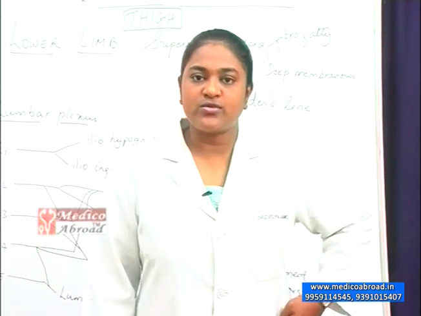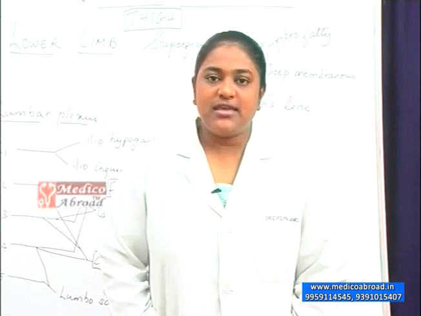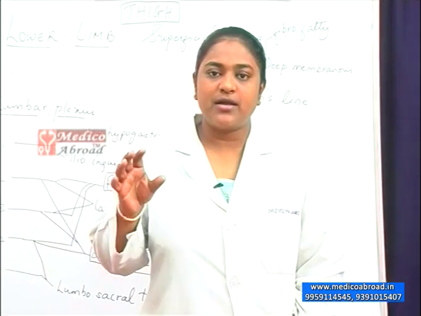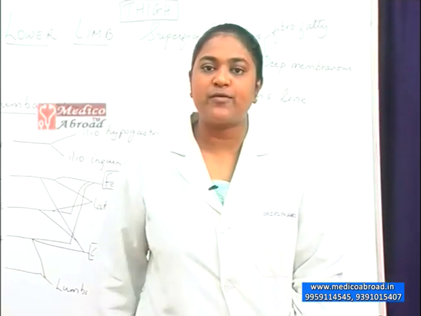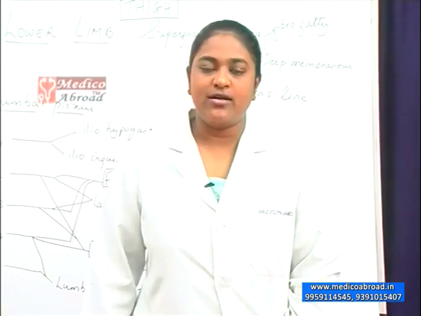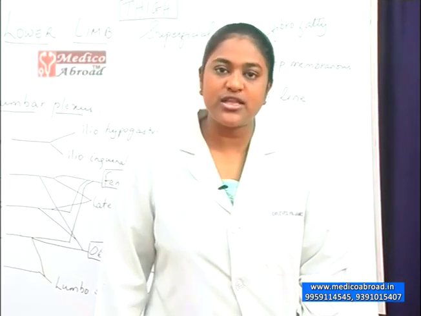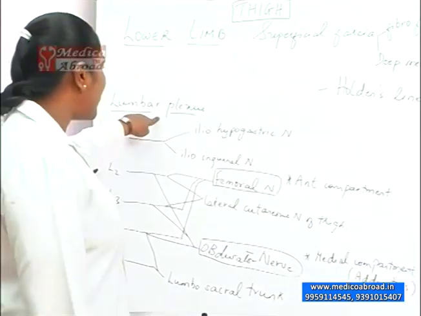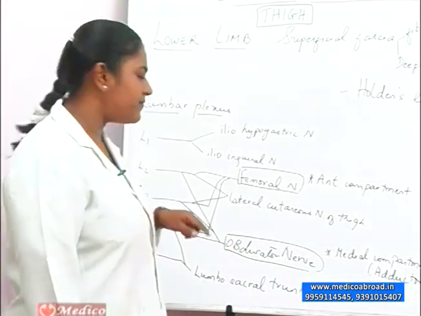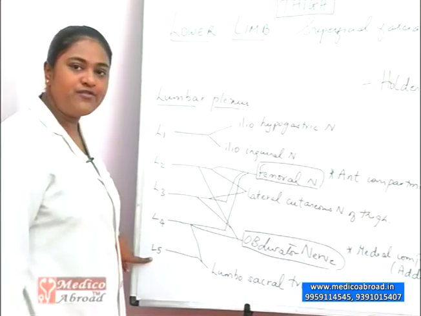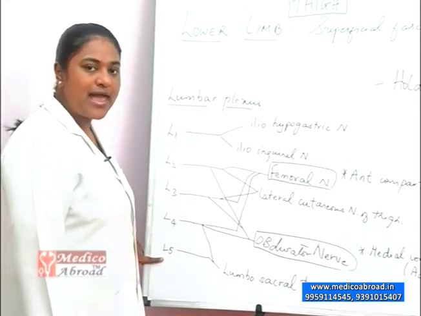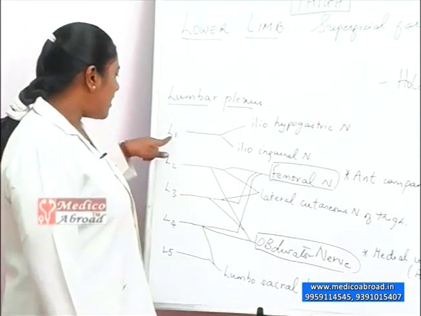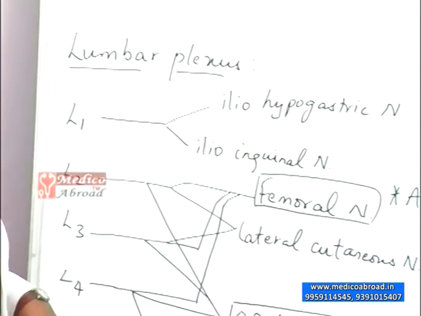For now, what we're going to study is the lumbar plexus, the branches of which are present in the superficial fascia of the thigh. So let's look at the formation and the branches of the lumbar plexus. The lumbar plexus is formed by the ventral rami of L1 to L5 spinal segments. The ventral rami of L1 to L5 participate in the formation of the lumbar plexus.